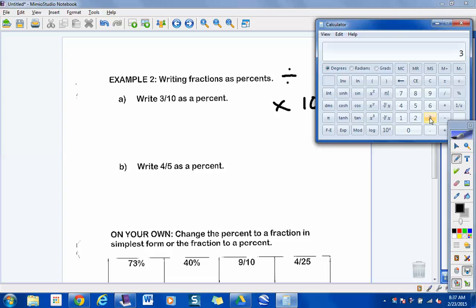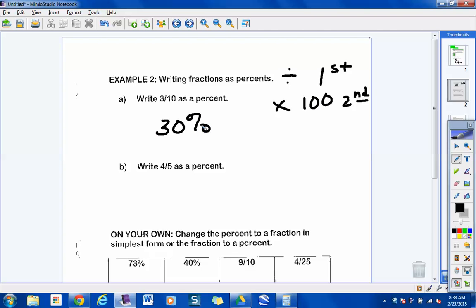I guess. I'm going to go 3 divided by what first? 10. 3 divided by 10. That was the fraction. What do you get here? 0.3. Now, to turn that into a percent, you got to take 0.3 times what value? 100. What percent have I got? 30. 30%.